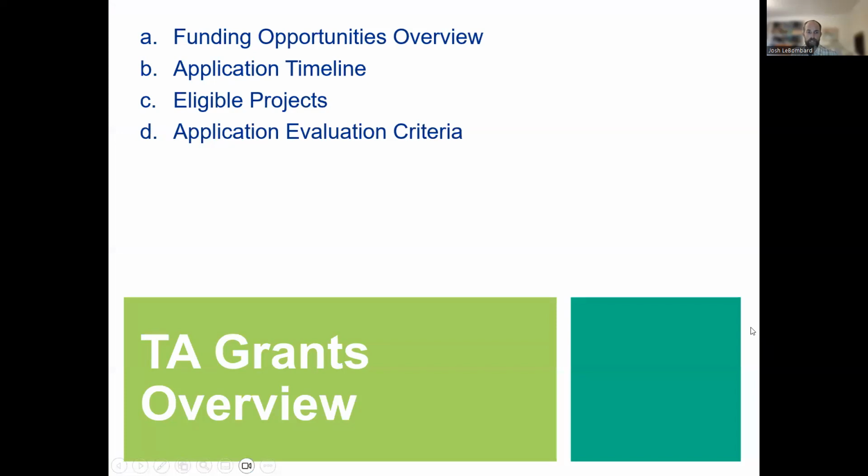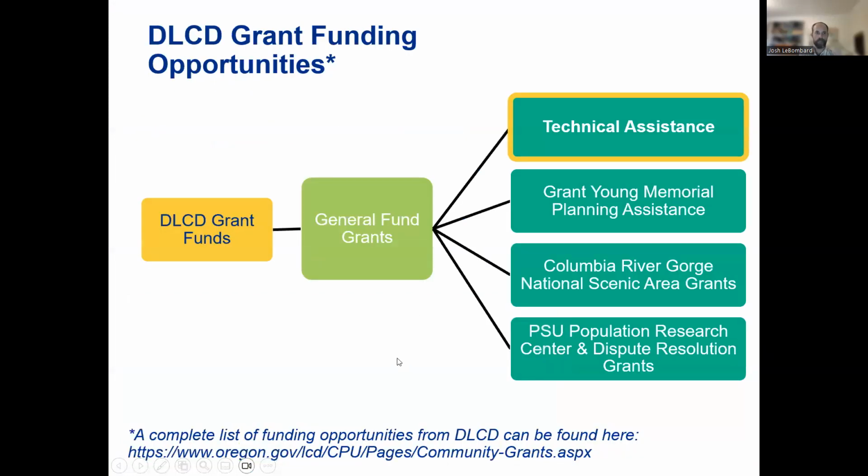In regards to the grants overview, we're going to give a little bit of information about the funding opportunities. We're going to talk about the application timeline, talk about eligible projects, and then also the application evaluation criteria. So technical assistance grants are part of a suite of grants that are offered from DLCD. This slide here only touches on the general fund grant in regards to technical assistance.